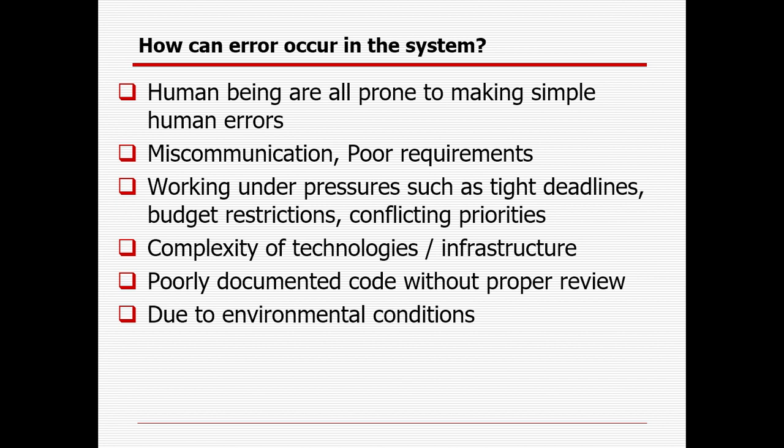How can error occur in the system? There is a list of important points I have tried to give. Apart from that, there are some other items also. The first thing is that we all are human beings. We are not robots, we are not computers, we can make some mistakes. There can be some miscommunication, or the requirement is not up to the mark.